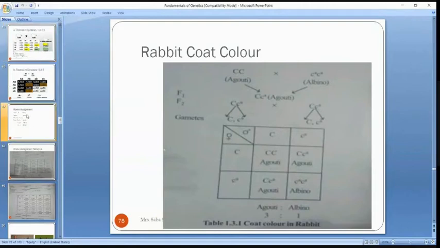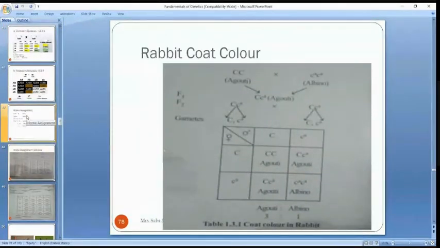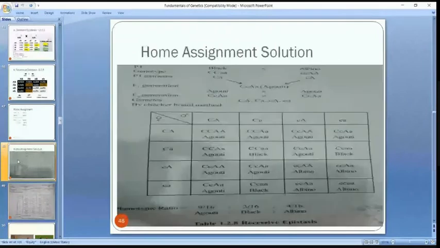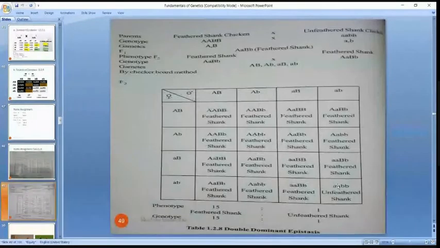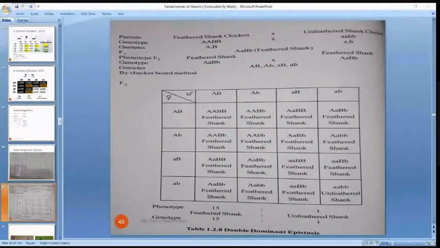Okay, till last lecture we all had discussed the dominant and recessive epistasis, right? I had given you one home assignment also. I hope you all have solved that particular home assignment. Now, today we will be talking about the double dominant epistasis.